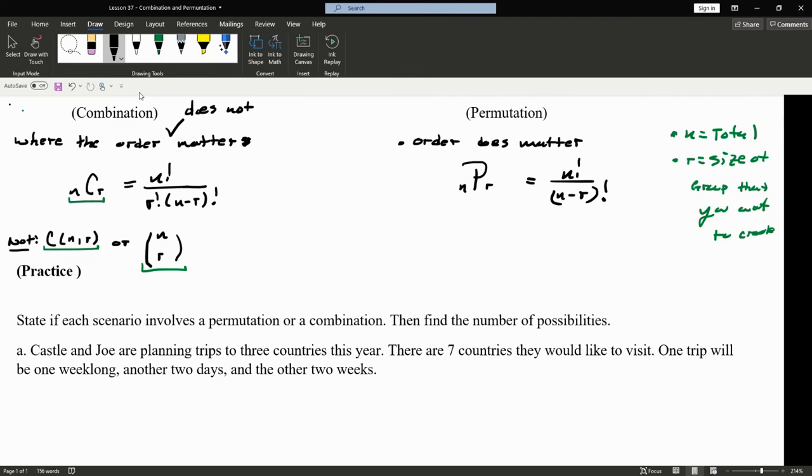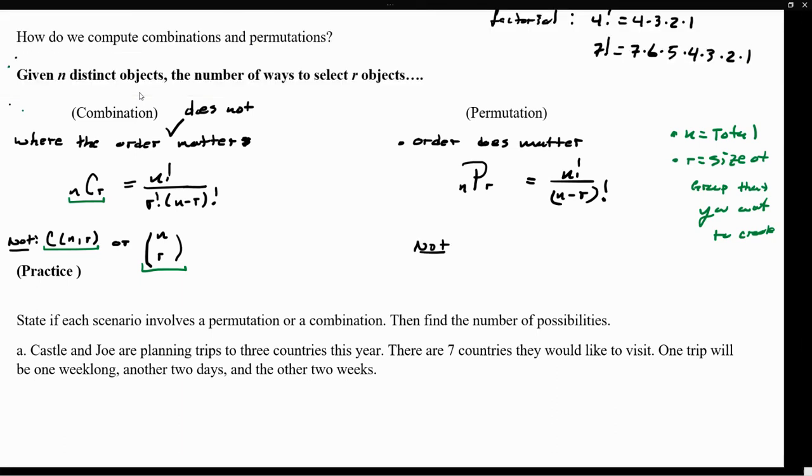Coming back to permutation, another notation, so one notation is n big P r. Another notation that you might encounter is just a big P and a parenthesis and an r. So there are just 2 notations that we can use for permutation.